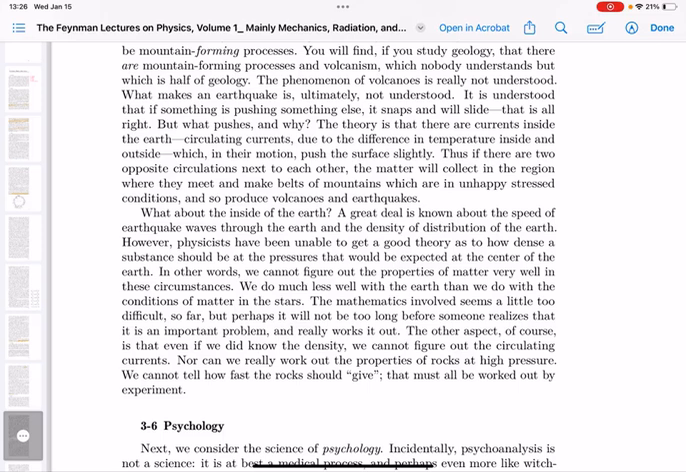It is understood that if something is pushing something else, it snaps and will slide. That is all right. But what pushes and why? The theory is that there are currents inside the earth, circulating currents, due to the difference in temperature inside and outside, which in their motion push the surface slightly. Thus, if there are two opposite circulations next to each other, the matter will collect in the region where they meet and make belts of mountains which are in unhappy, stressed conditions and so produce volcanoes and earthquakes.